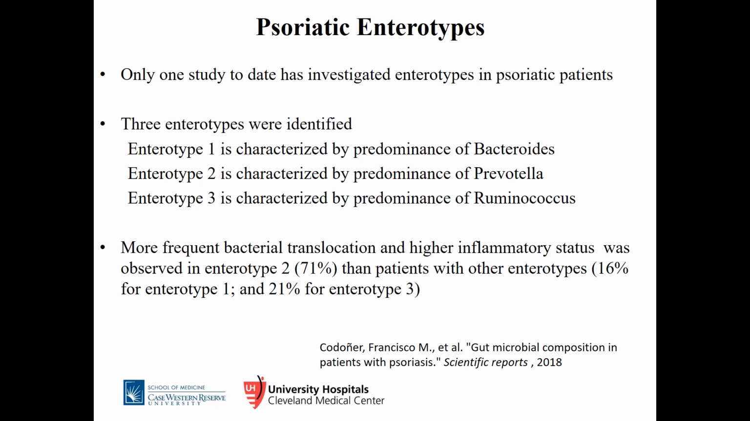Previous work has examined the gut-associated microbiome in psoriasis patients. However, only one group has advanced the concept of specific bacterial enterotypes in psoriasis patients. Kodner and colleagues identified 3 enterotypes based on the predominant phylum in the gut of psoriatics, comprised of Bacteroides, Prevotella, and Ruminococcus, respectively. Interestingly, higher frequency of bacterial translocation and more inflammation was associated with enterotype 2.